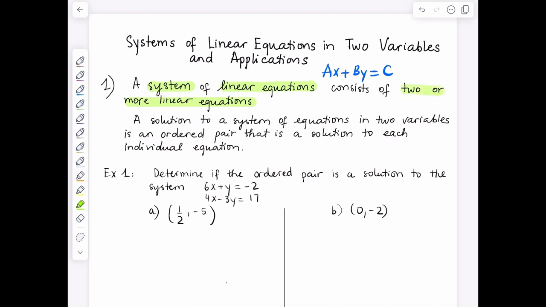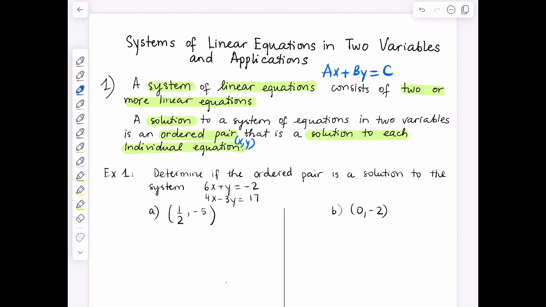And when you solve, the solution to a system of equations in two variables would be an ordered pair. Remember, an ordered pair must consist of an x value and a y value. So when you solve, you should find the values for both x and y. And this solution must be the solution to each individual equation. It has to be true for both equations.